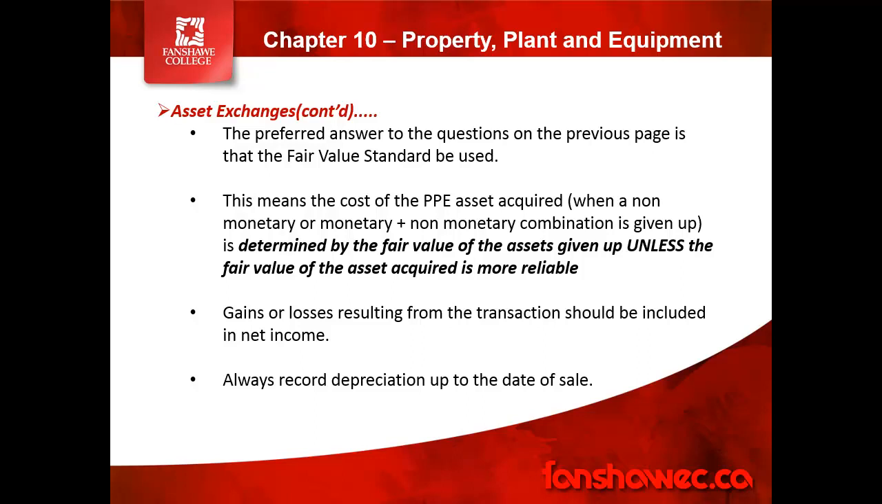Now, if it's determined that that asset's fair value is unreliable or the fair value of the equipment you're getting back is more reliable, then you would use the fair value of the incoming asset. When you use the fair value standard, quite often there is a gain or loss that results from the transaction. This needs to be included in net income, and it ends up being a direct offshoot of the journal entry itself. Standard rules apply. You always want to record depreciation up to the date of sale and then record the disposal of the asset. But again, we want to look at setting up the new asset at the fair value of what we gave up.